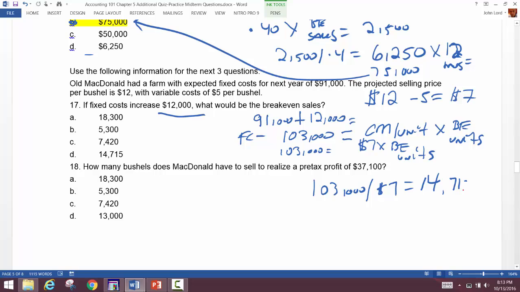14,715 exactly or close? 14, but you round it up because you can't sell a fraction of a unit, right? And it was a 0.28. You think, oh, it should be 14, but no, we got to round up, right? Okay, good. Who wants to do this one now?